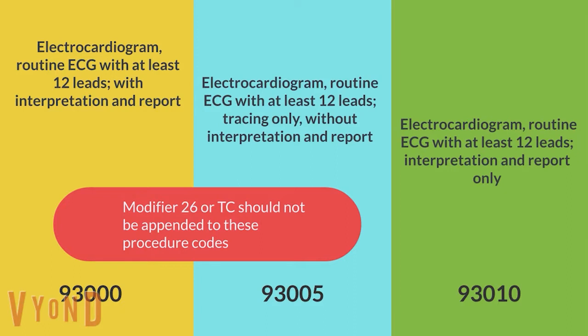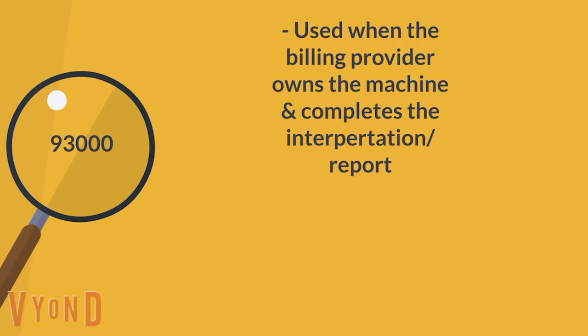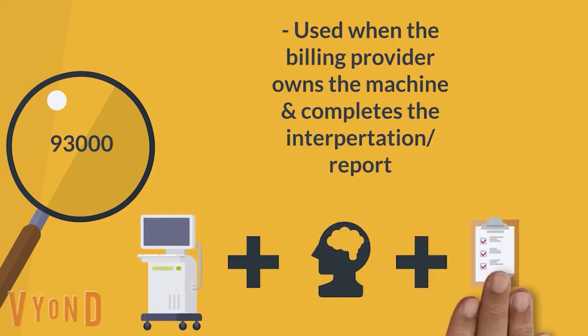Let's take a look at a few examples on how these codes would play out in real-world situations. CPT code 93000 is a global code. This means that the code includes the use of the equipment, the interpretation by the physician, as well as the completed report. One tip to note here is this is going to be the code used when the billing provider who completes the interpretation and report also owns the equipment or the machine.